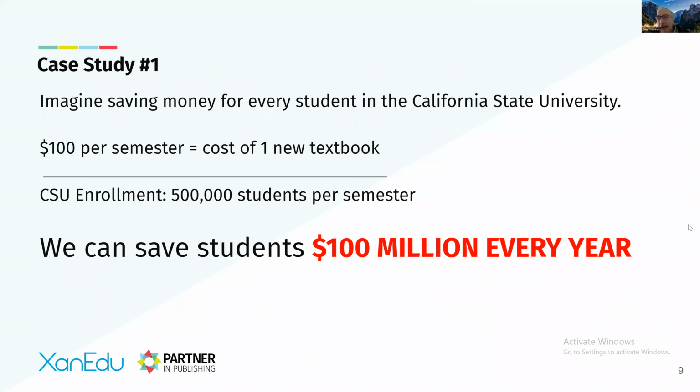All right. And now I'm just going to give a case study. As I mentioned, I was working in a leadership role in the Cal State system for about 20 years. And in 2010, we launched the Affordable Learning Solutions with a Board of Trustees presentation. Back then, we said, okay, if we have about 500,000 students per semester in the CSU, and if we could save them $100 per semester, about the cost of a medium new textbook, that translates into $100 million every year.